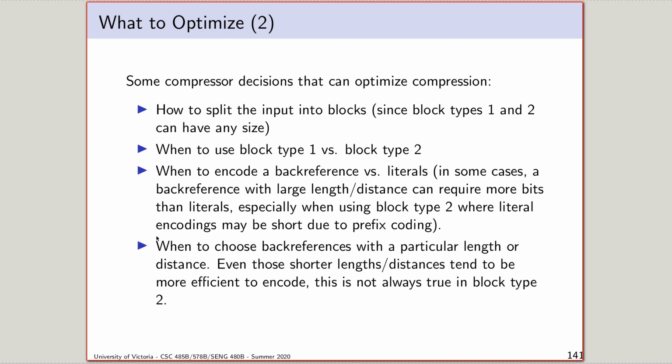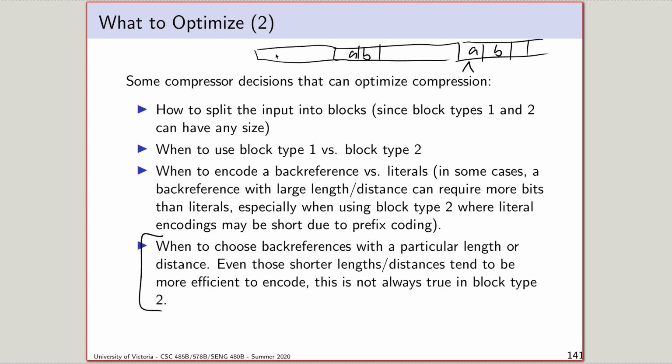There's also this sort of related one of when to choose back references. So suppose you have a string where, I'm looking at these characters here. This is my look ahead. And then back in the past, so this is A, B. And then back in the past somewhere I've got A, B. And then back in the past even further, I also have A, B. And then even further away, I've got another A, B. And, whatever else. I've got multiple places I can choose to go for my back reference.